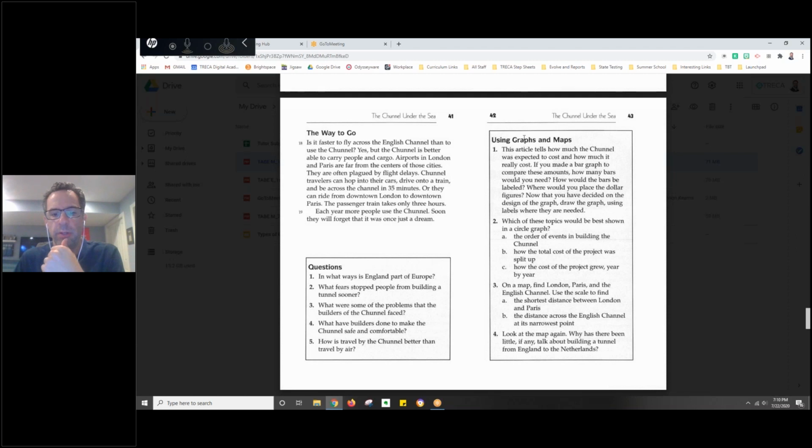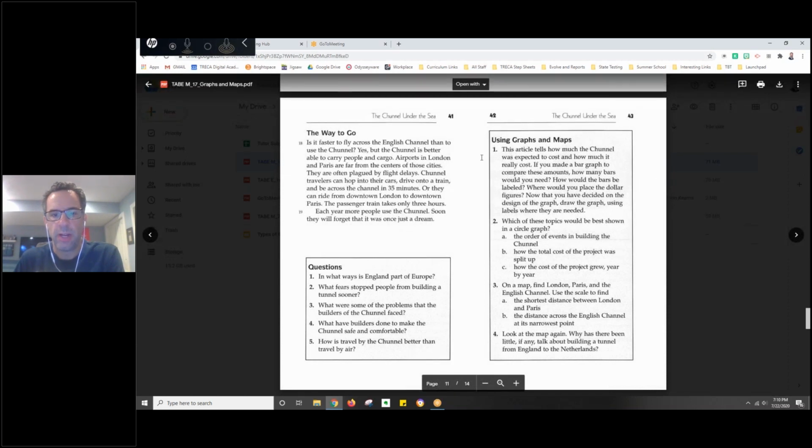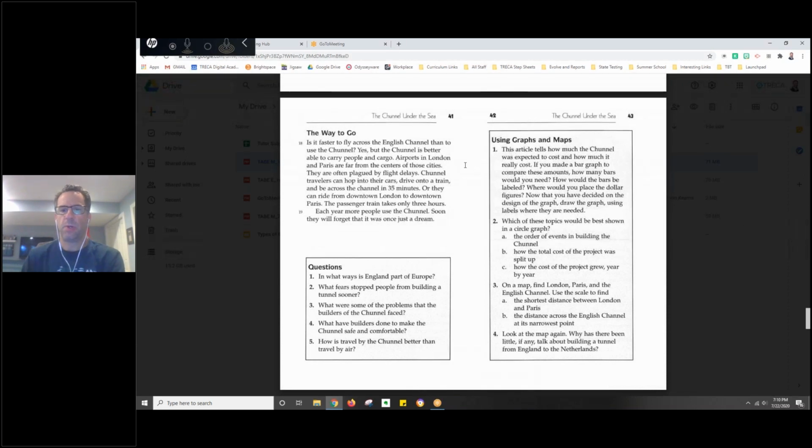So let's start with over here on using graphs and maps. You can pause it and write these down. You can grab a piece of paper and try to answer them. Some of them look like they're written response, and then a few of them are multiple choice.